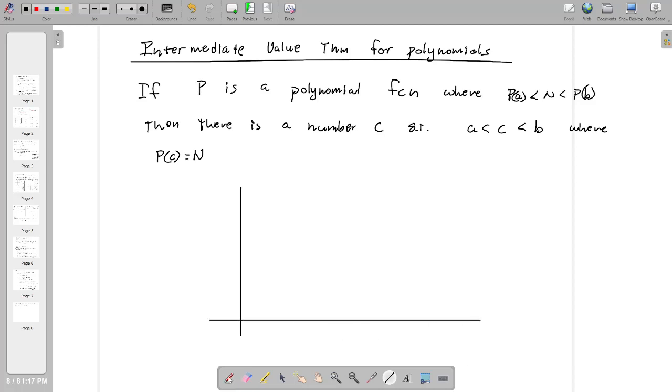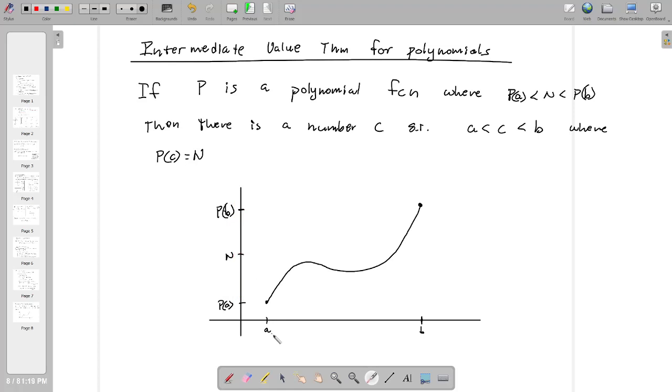What we're saying here is that if we're given a P of A, so P of A would be the y value associated with the x value A, and we're given a P of B, which would be the y value associated with x equals B, then if n is somewhere in between, let's choose a random n in between P of A and P of B. So n could be anywhere between here. Let's just choose a random number, call it n.